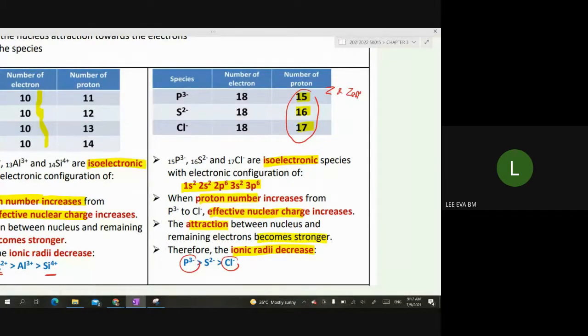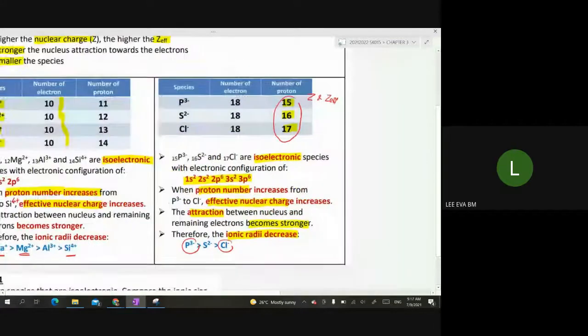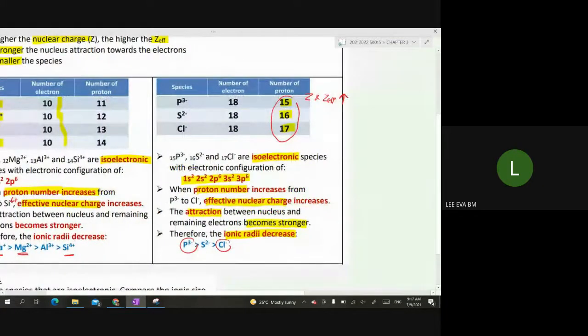So here you have to remember, if the Z or Z effective is high, it is big, then the size is small. It is inversely proportional. The bigger the Z or Z effective, the smaller the size. Or the other way around: the smaller the proton number or the Z, the bigger the size.